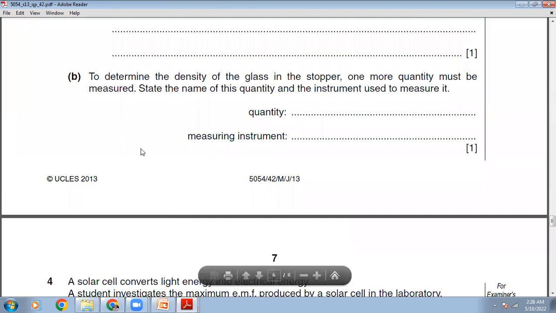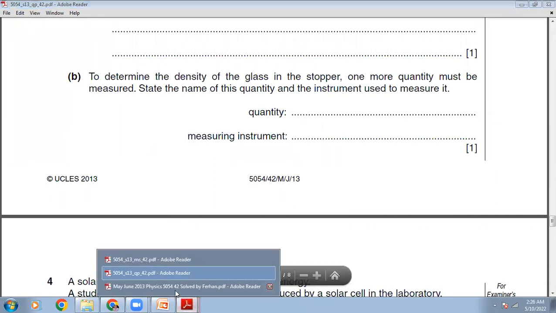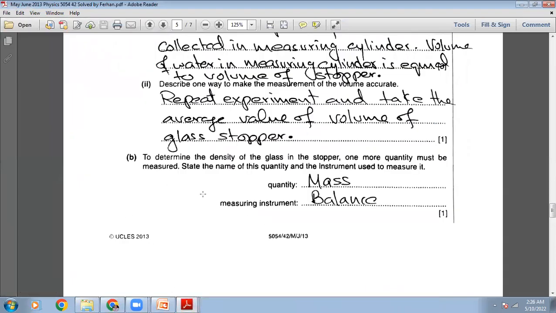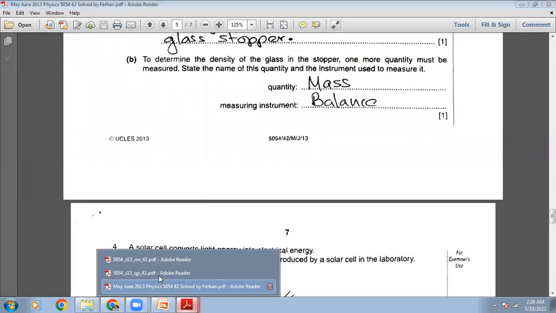To determine the density of the glass in the stopper, one more quantity must be measured. State the name of this quantity and the instrument used to measure it. You know the density is equal to mass divided by volume. So another quantity which we need to measure is the mass of that glass stopper. For that purpose, you can use the electronic balance or pan balance or simple balance. Mass and balance is the right answer, sir.